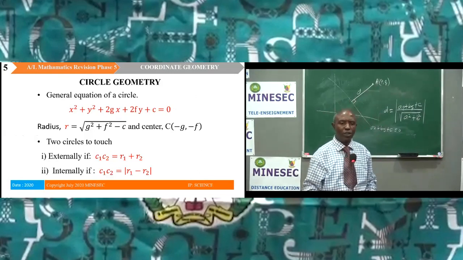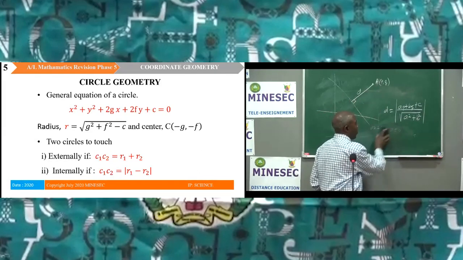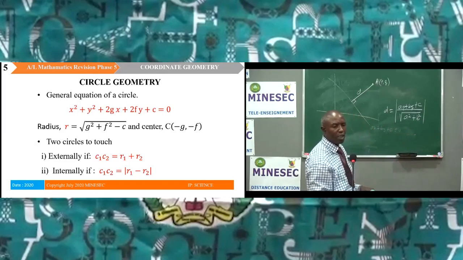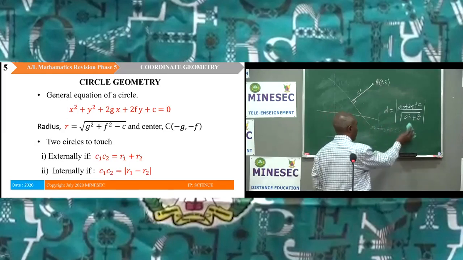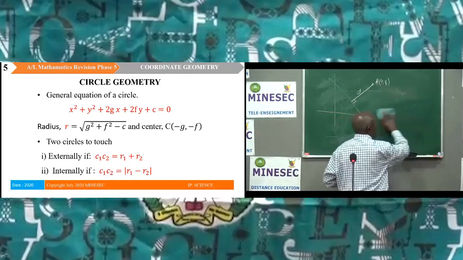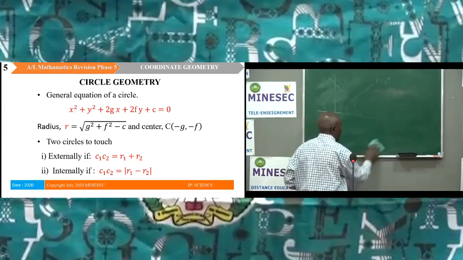Circle geometry. The general equation of a circle is x squared plus y squared plus 2gx plus 2fy plus c equal to 0. Take note of this general equation of a circle.